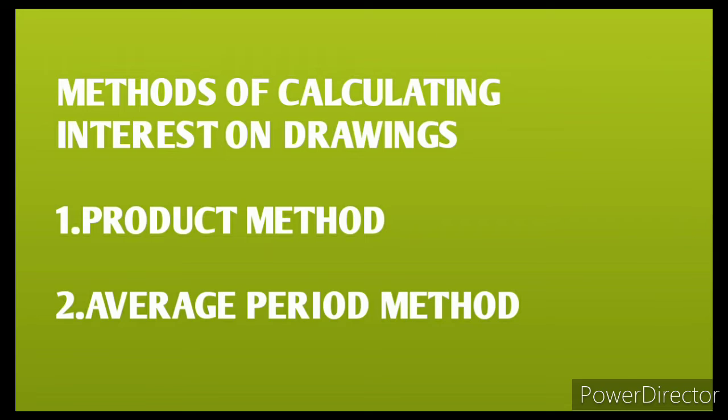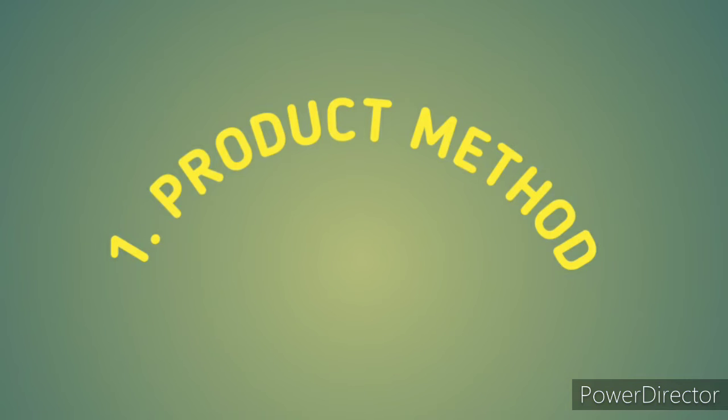Interest on drawings when drawings are made at irregular periods or of different amounts, the product method of calculating interest is followed. And when drawings are made of the same amount at regular intervals, interest on drawings is calculated using the average period method. The two methods of calculating interest on drawings are, first the product method and second the average period method. Both the methods are discussed. First is the product method.